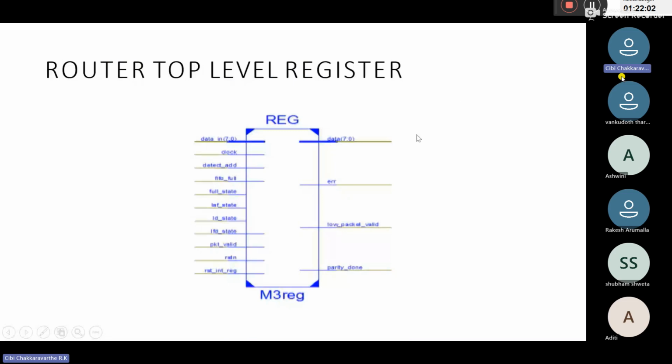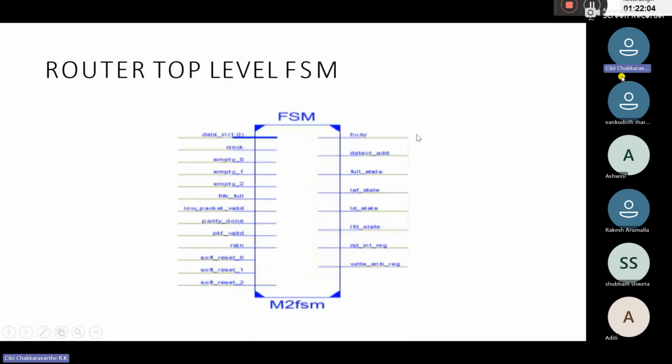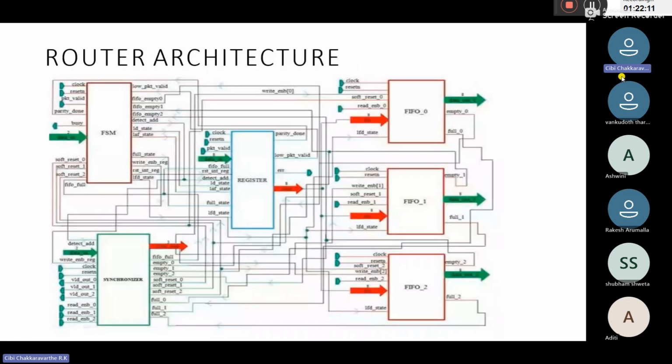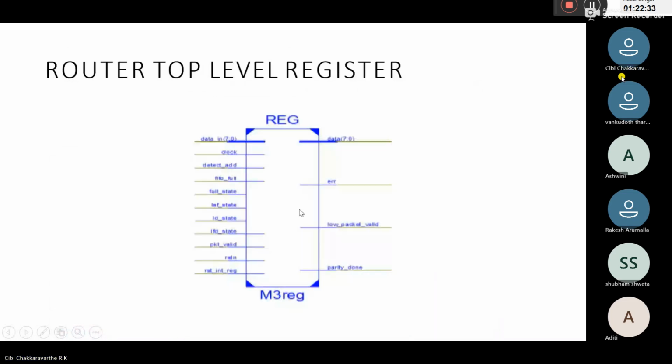See in this architecture, this dark red one is our data. This data is given based on the address, based on the header. It will detect the address and give the data to any one of these three FIFOs at a time. It will detect the input data, and based on the address, it will deliver the input data to any one of these FIFOs. That is why here we have data.